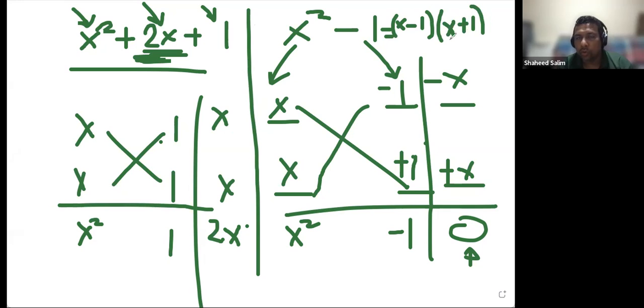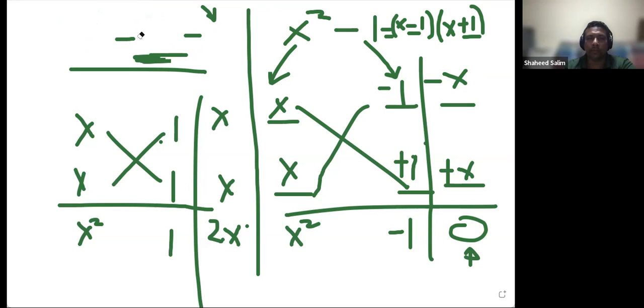Notice, everything is the same with this, except the second term is minus something plus something. X is the same. 1 is the same, but 1 is plus, 1 is minus. Only then the middle term will disappear. So I'm going to give you a question now. You try this one. It is in this form also. There is no middle term.